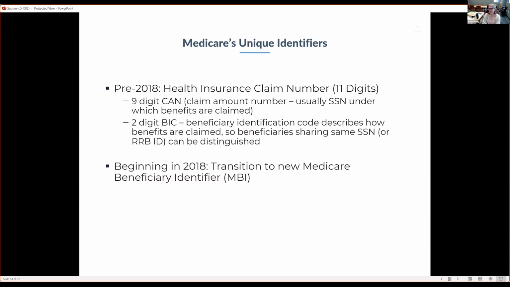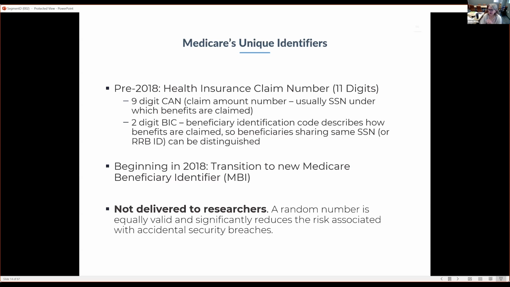Beginning in 2018, they created a new intelligence-free system called the Medicare Beneficiary Identifier, or the MBI. The MBI is not delivered to researchers, and it's only used in cards. It's a random number that reduces risk with security breaches. So when people lose their purse with their Medicare card in it, they may lose their MBI, but they won't lose their Social Security number.